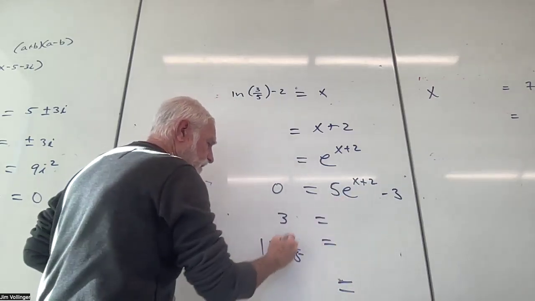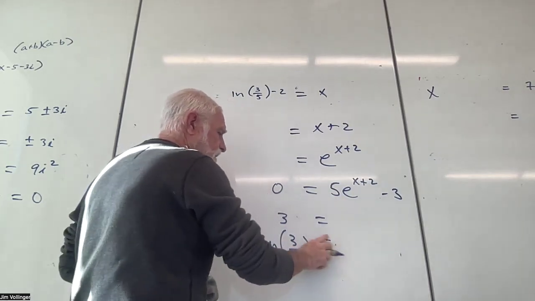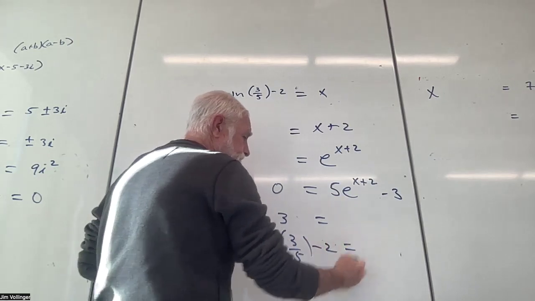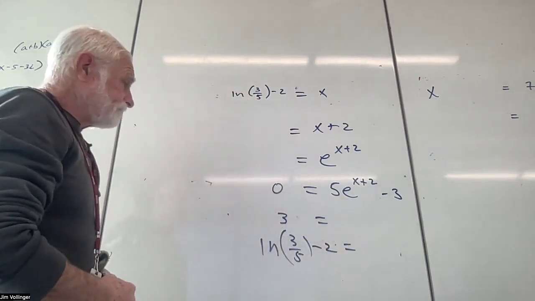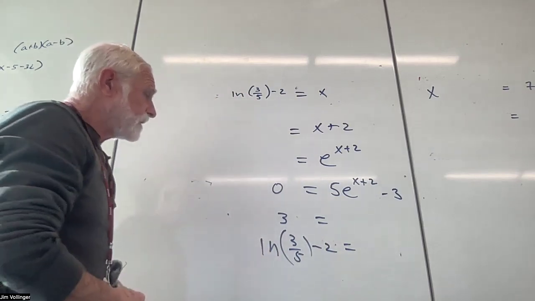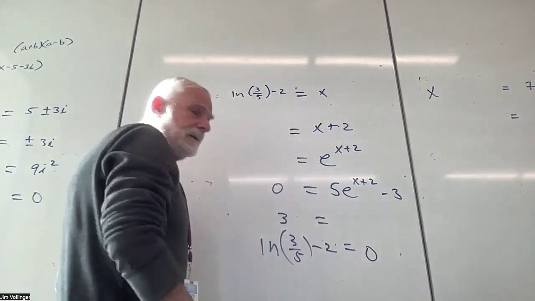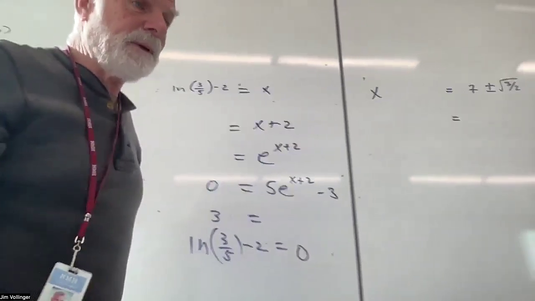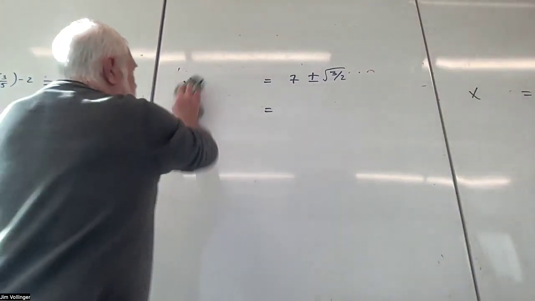E to the becomes ln. I'm just going to save some writing at this stage. And plus 2 becomes minus 2. Okay, that's a function. And if I want to solve that for 0, I think we're talking about a to b and b to a. All right, so let's put this on this side.